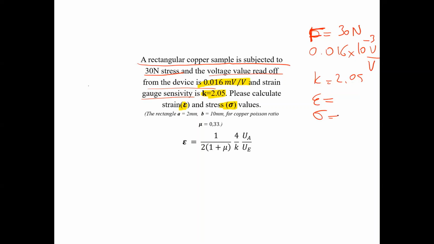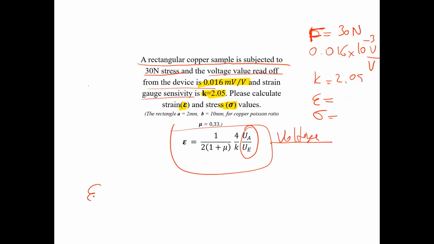Here, instead of resistance, we can use this device voltage value. Why do we get the voltage? Due to the difference in resistance. When you change the resistance, then you will change the voltage. If you read off the voltage difference, then you can use this formula and we can calculate the strain value.